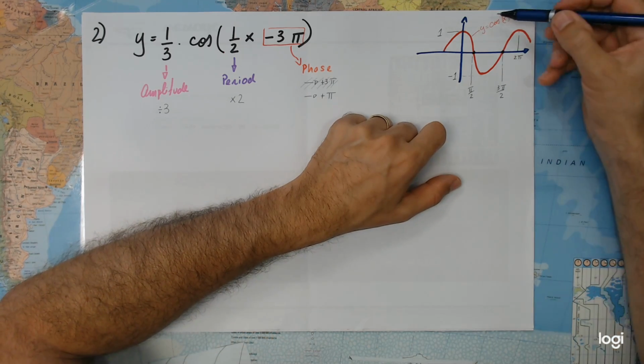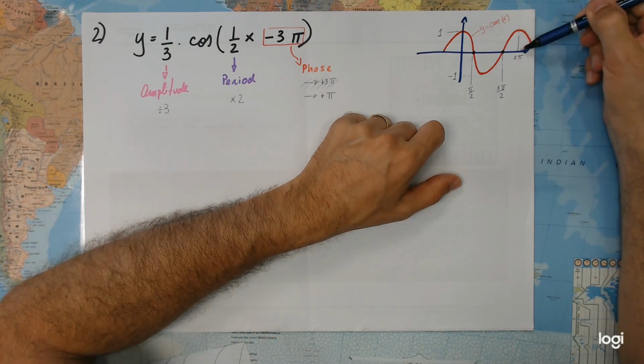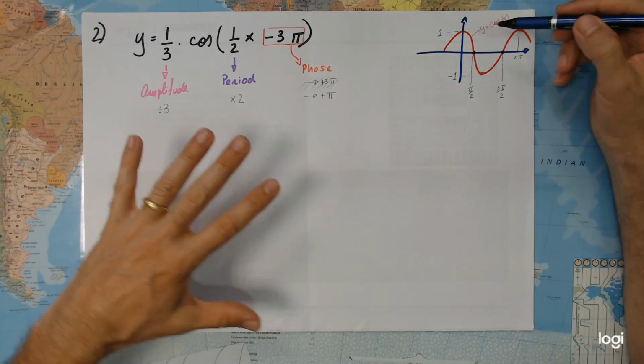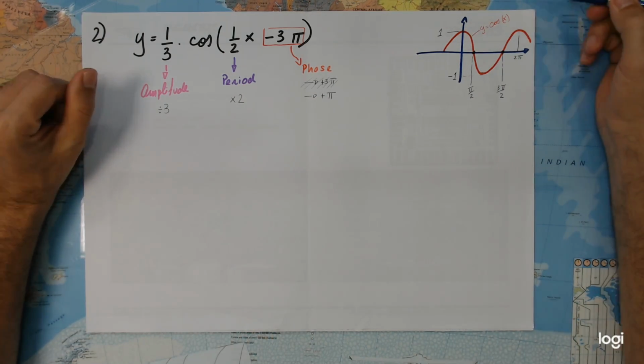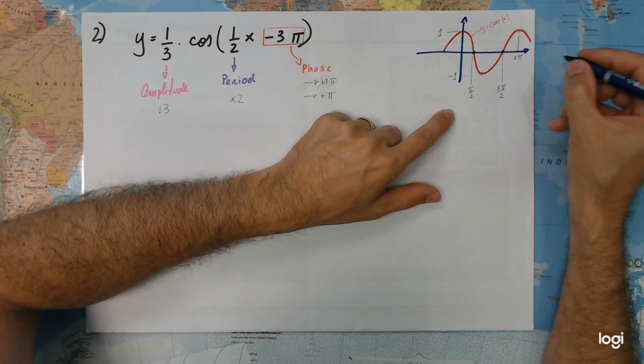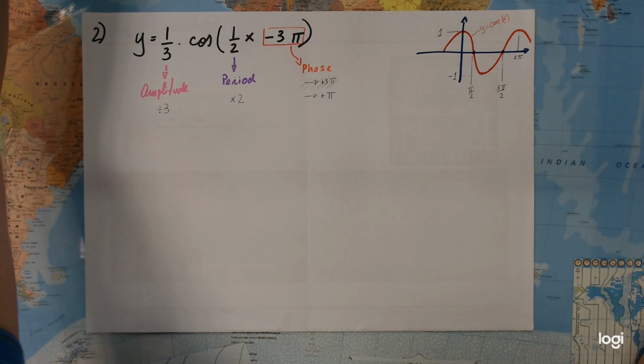Why? Because it's the period, right? It starts here and here. The cosine period is 2 pi, okay? The length for one full cycle, okay? Starts, ends. And this length in here is going to be very important for me, okay?